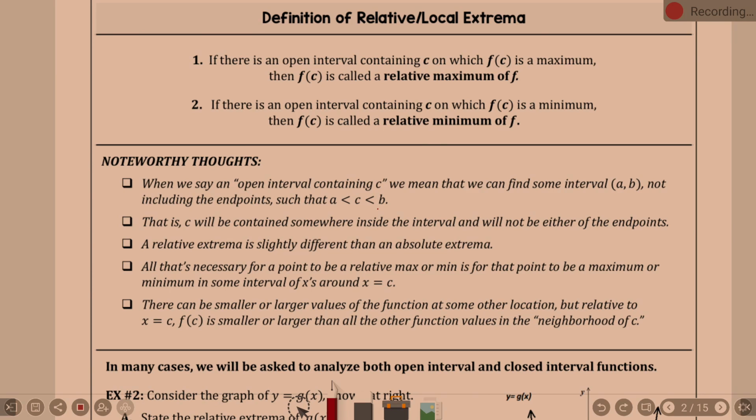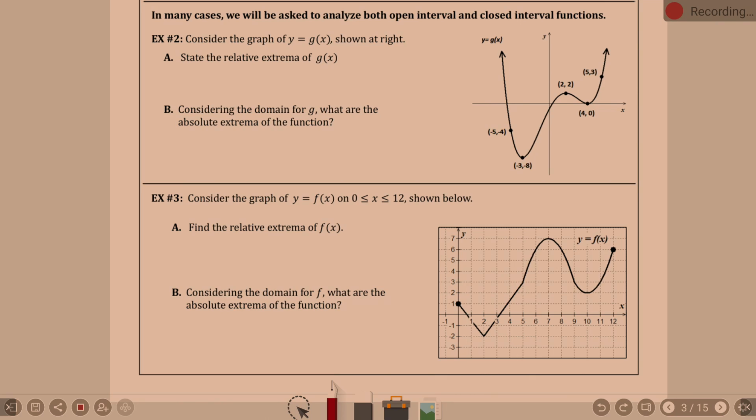All that's necessary for a point to be a relative max or min is for the point to be a maximum or minimum in some interval of x's around it. So basically, if it's a relative max or min, it has to be either lower or higher than the points on either side of it. Doesn't matter about the rest. There can be smaller or larger values of the function at some other location, but relative to x equals c, that point is either smaller or larger than the values in the neighborhood of c. Kind of what we've already talked about, yes? Let's do example 2.